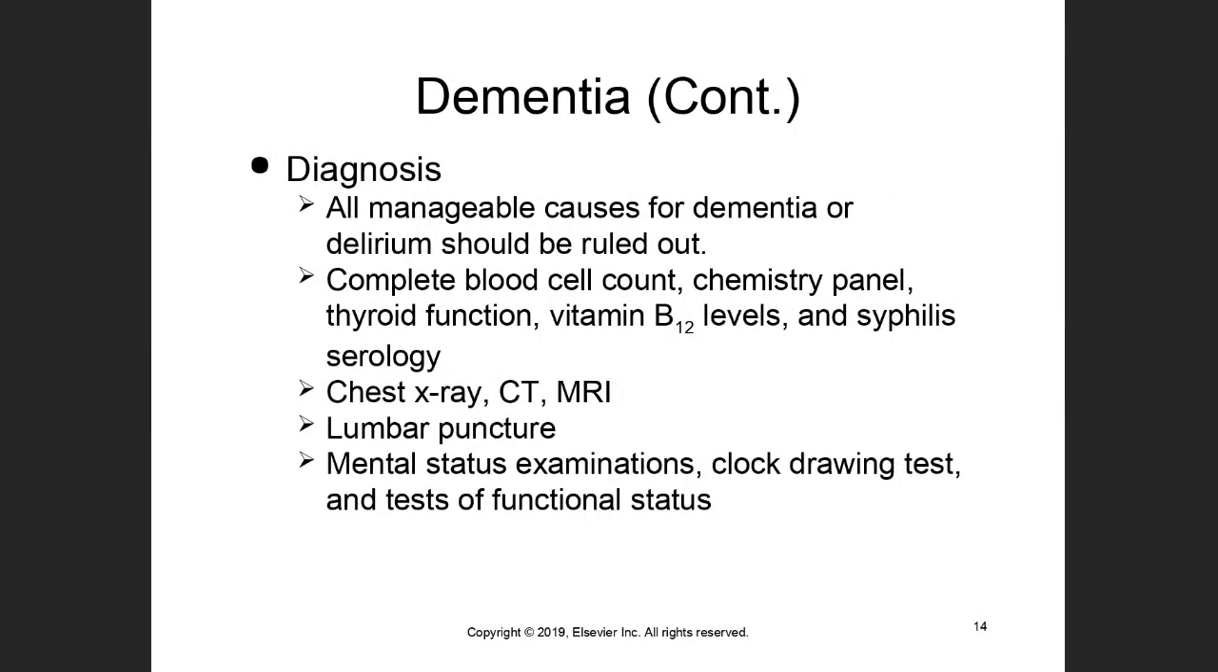Diagnosis and management: causes for dementia or delirium should be ruled out. Cell count, chemistry panel, thyroid function, especially vitamin B12 levels, because that can make you confused. Syphilis serology, CT scan, MRI, lumbar puncture, mental status examination, clock drawing test, and tests of functional status.